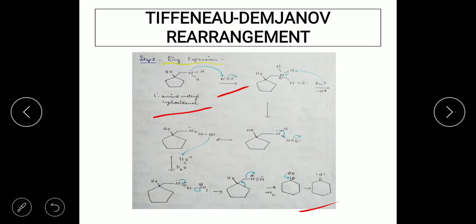Now let us look at the mechanism. See, the first step is that nitrogen is a nucleophile here. It is having a lone pair on it. So this is going to act as a nucleophile. It is going to bond with the nitrogen of the nitrosonium ion, and there is going to be movement of electrons towards the oxygen to release the positive charge. So once that happens, it is going to give an intermediate of this kind.